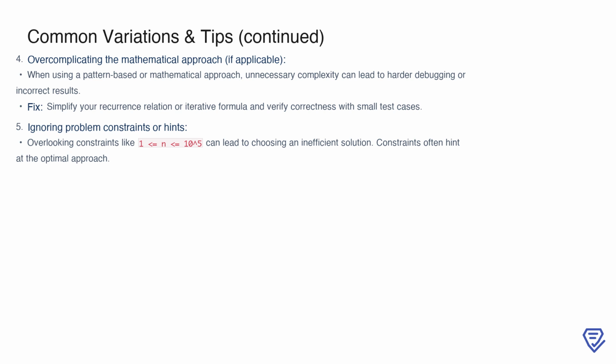Additionally, it's important to pay close attention to the problem constraints. For instance, recognizing that n can go up to 100,000 should immediately lead you to discard inefficient solutions like brute force simulation. Constraints and hints often point towards the optimal approach, so use them to guide your thought process and avoid wasting time on suboptimal methods.